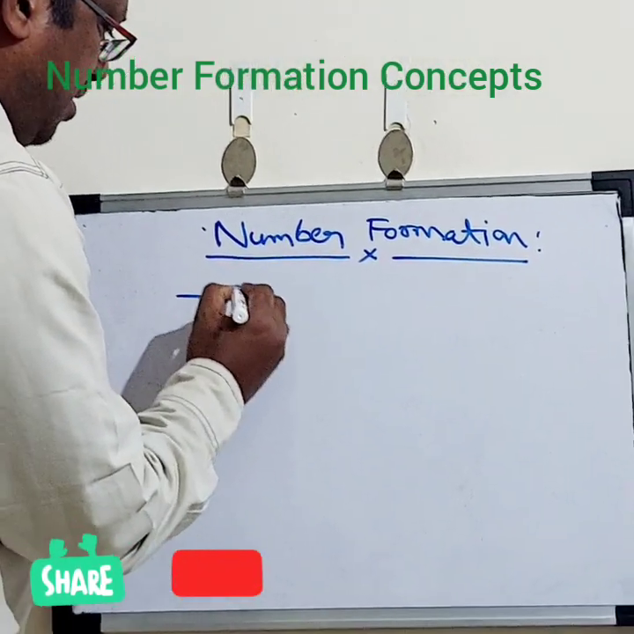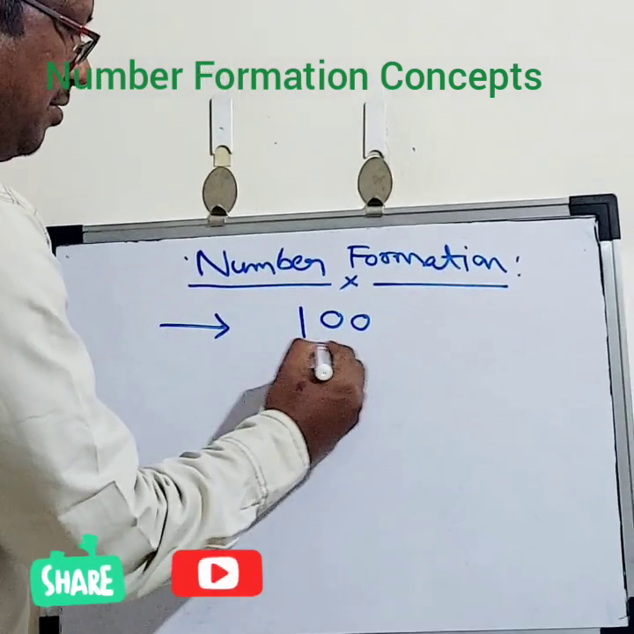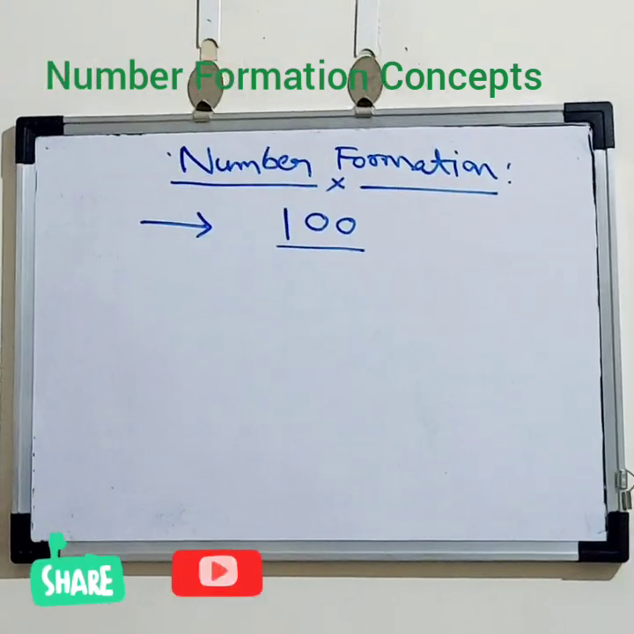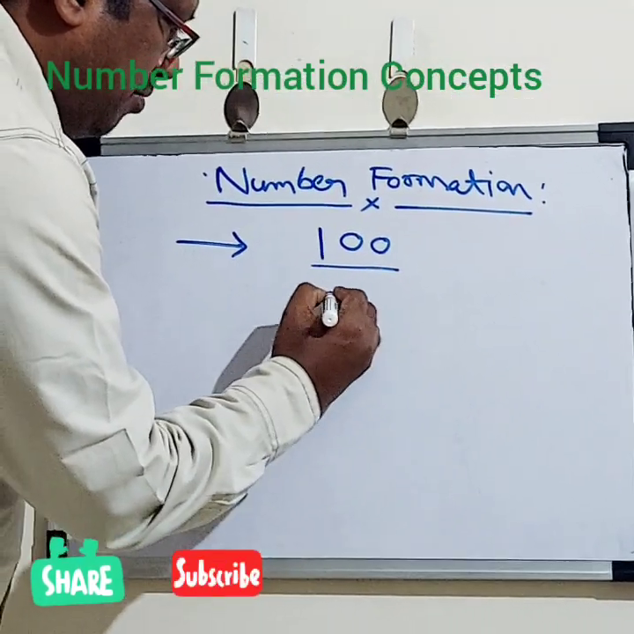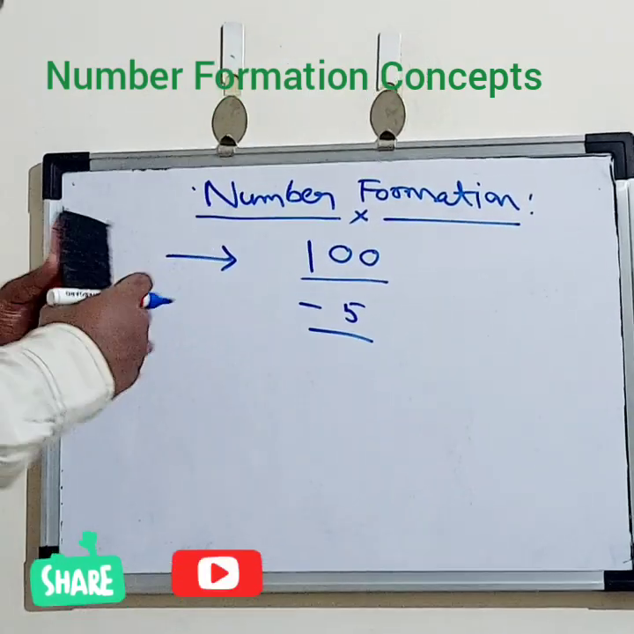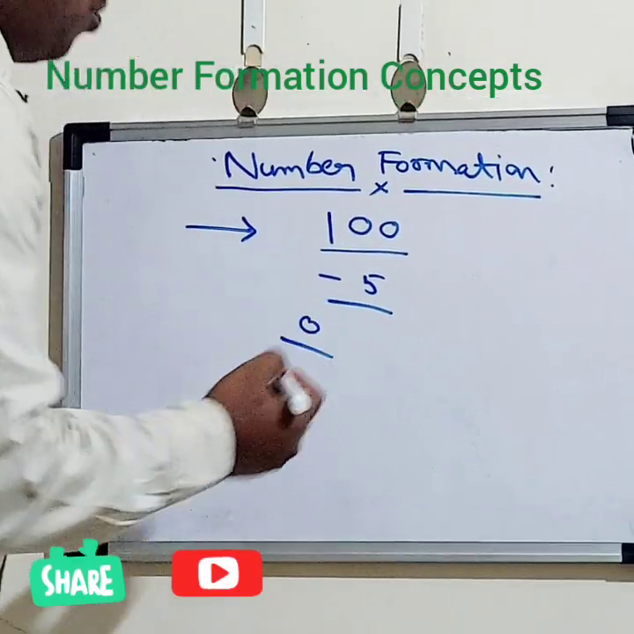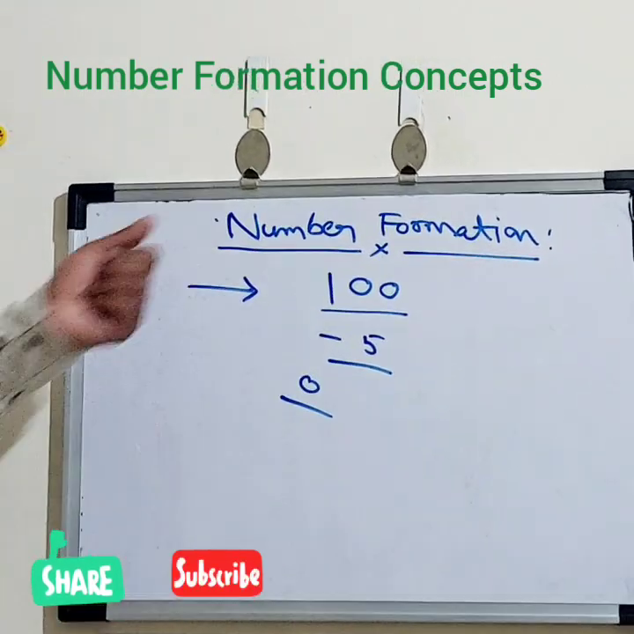There is a number given. That number is 100. How many times should the number 5 be subtracted to get the value as 0? How many times should 5 be subtracted from 100 to get the value as 0?